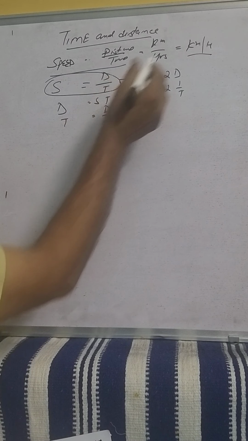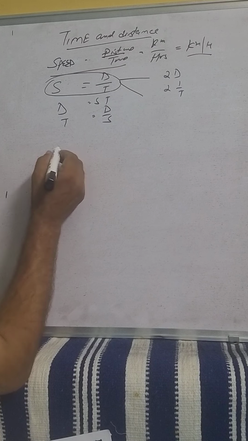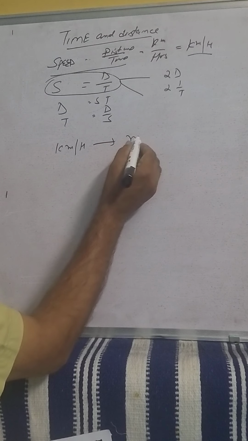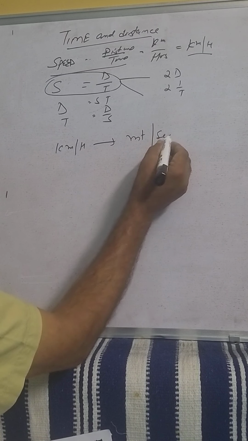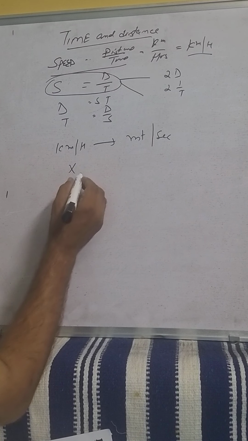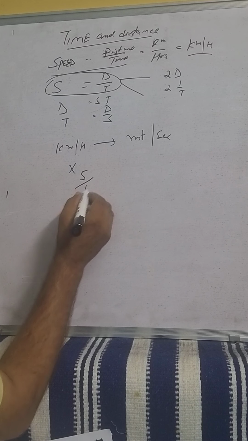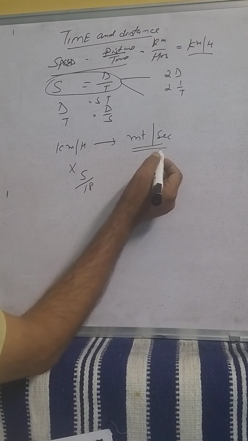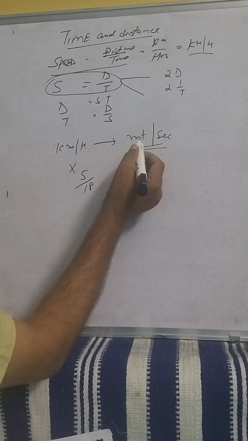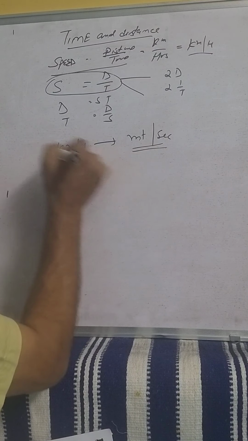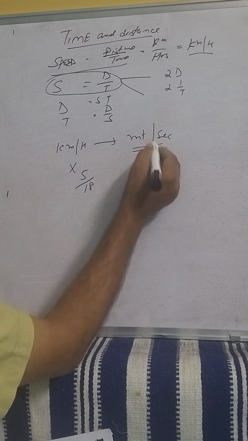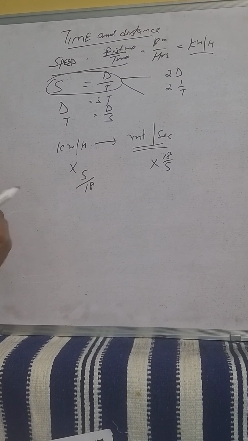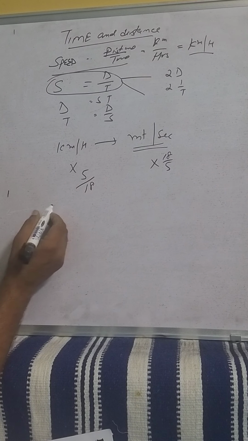We can also convert the units from kilometer per hour to meter per second by multiplying by 5 by 18. And if we have to convert the speed from meter per second to kilometer per hour, then we have to multiply by 18 by 5. Now here we take some examples.